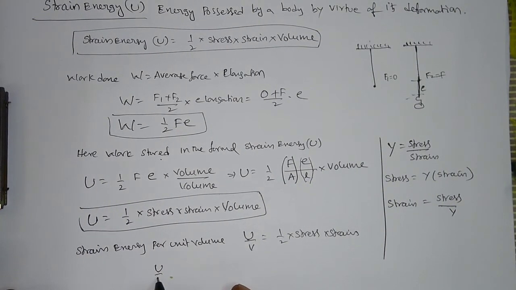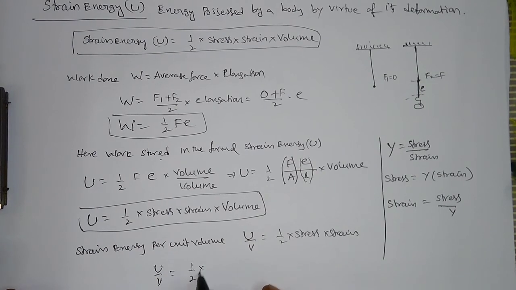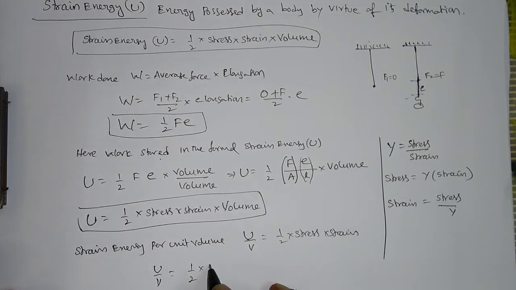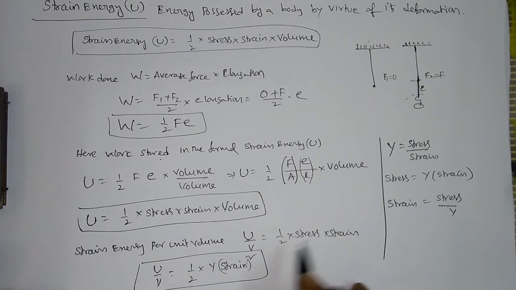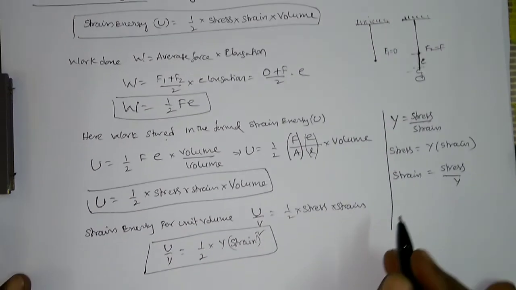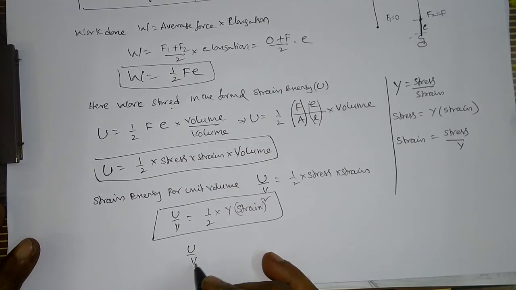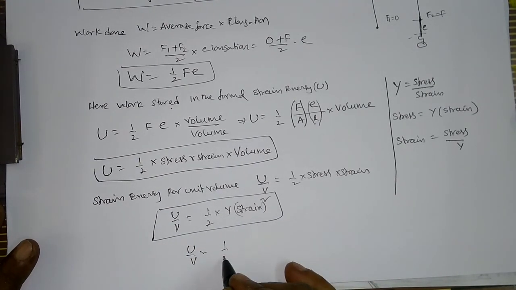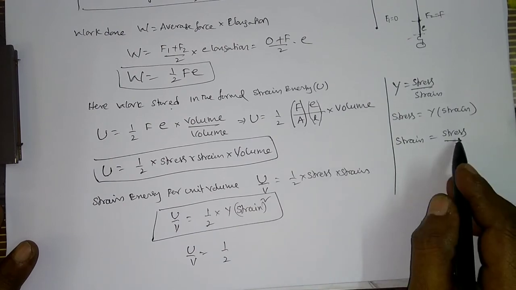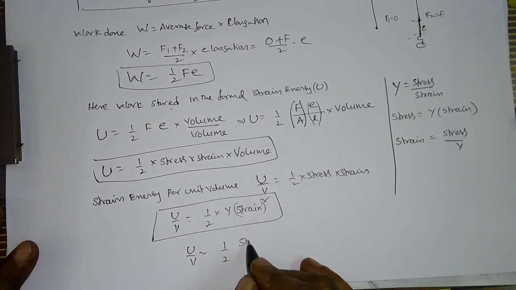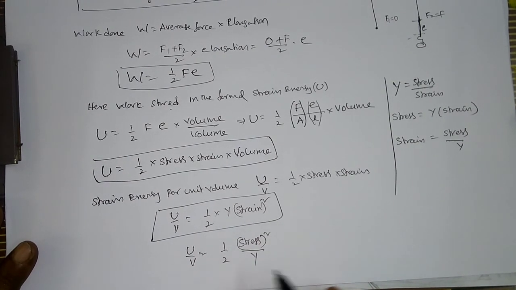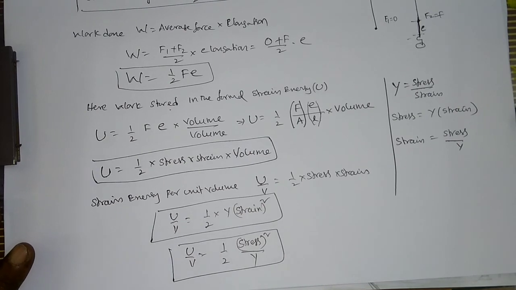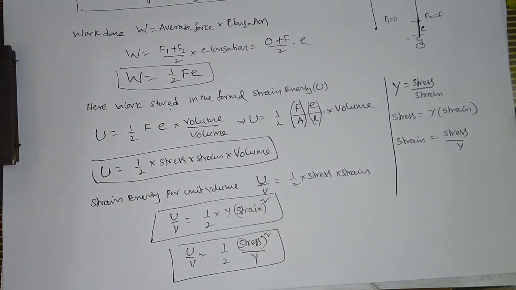You will get U by V is equal to 1 by 2 into, in place of stress, Y into strain, that is Y into strain square. This is one formula. Another: if you apply stress by Y in place of strain, strain energy per unit volume U by V is 1 by 2 into stress into stress by Y, that is stress square by 2Y. This is also another important formula. These are useful for doing the problems.